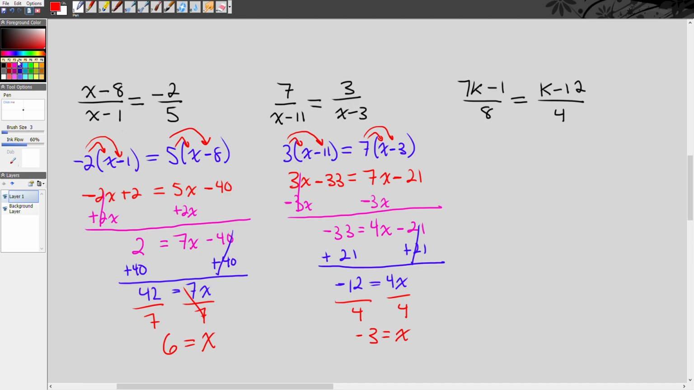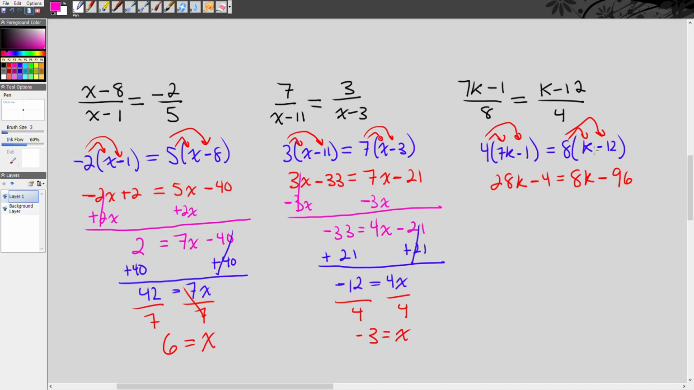All right, one more example. I have here 7k minus 1 over 8 equals k minus 12 over 4. Again, cross multiply. By now, you should be getting the hang of this. So here I have 4 times 7k minus 1 equals 8 times k minus 12. So I'm going to distribute here. 4 times 7k is 28k, and 4 times negative 1 is negative 4. 8 times k is 8k, and 8 times negative 12 is negative 96.